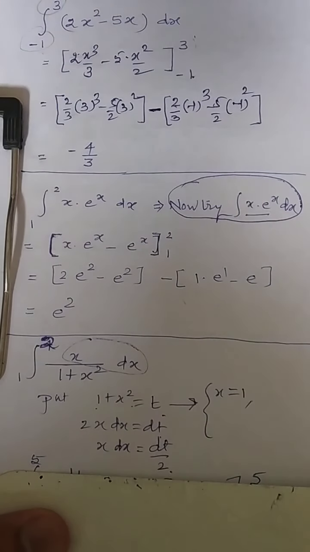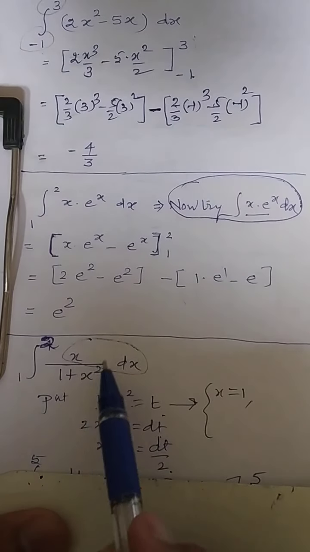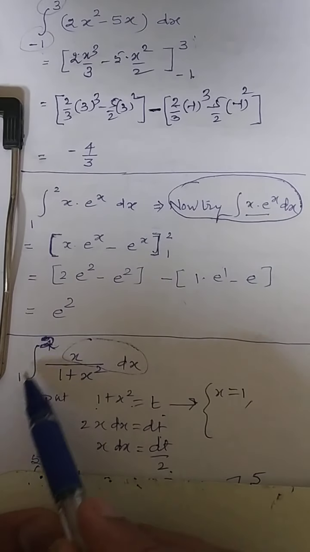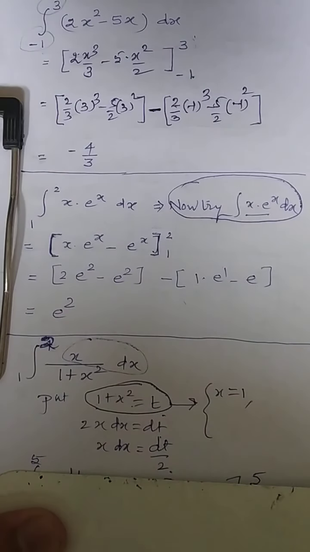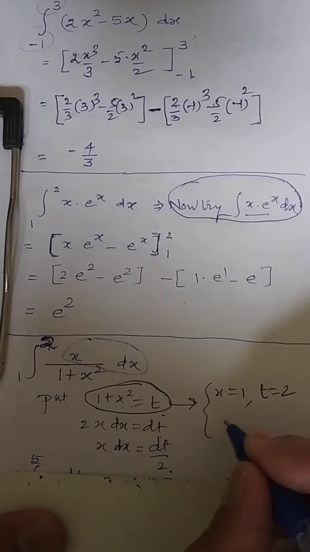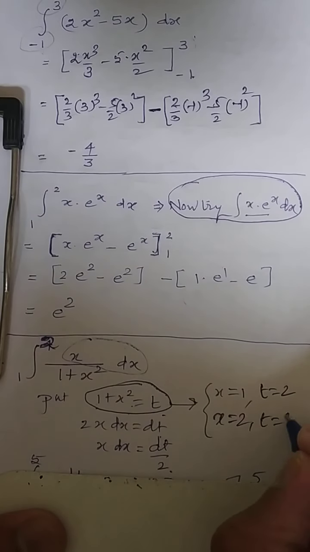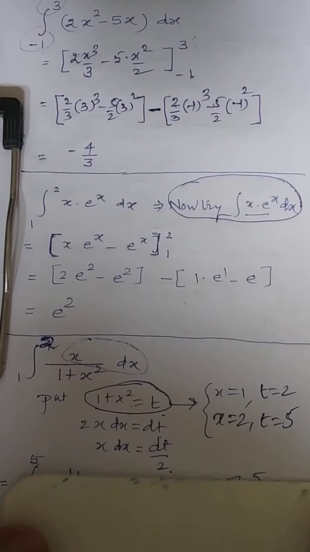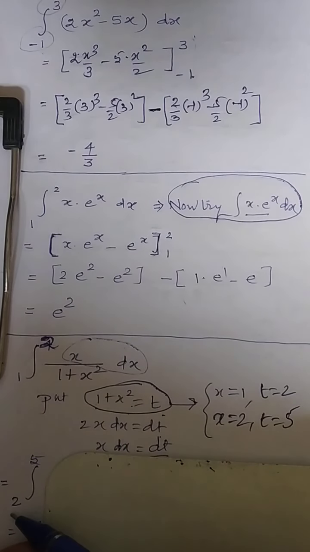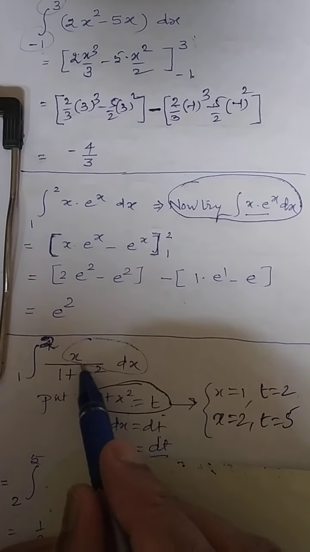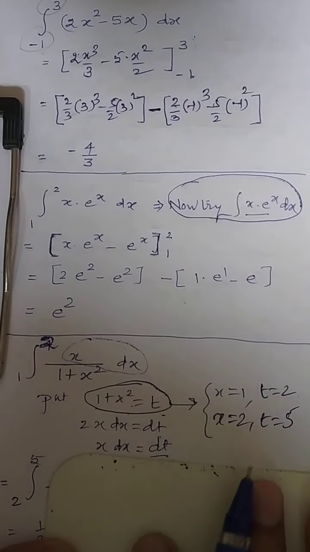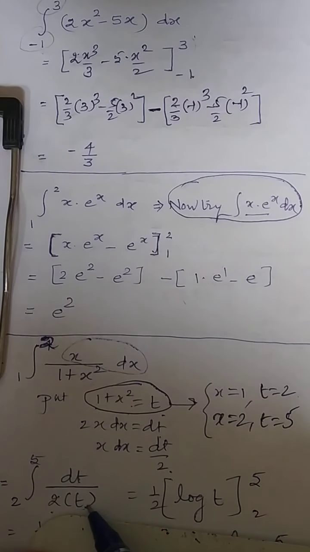Now the next task in this type of question is changing the limits, because the question was given in the form of x. These are the limits for x. So what is the replacement we are making? Your replacement is 1 plus x square equal to t. Now put x is equal to 1, you will get t is equal to 2. If x is equal to 2, you will get t is equal to 5. So these are the new limits. Now the question will be: 1 becomes 2 and 2 becomes 5. In the numerator, x dx is nothing but dt by 2, so it will be dt by 2, and over here I will write t.